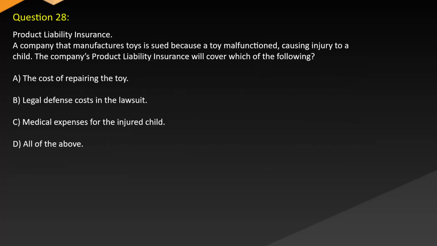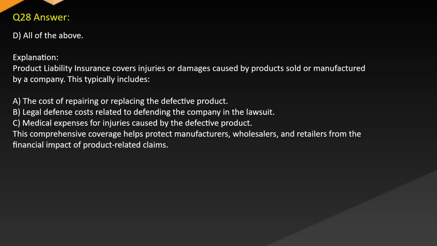Question 28. Product liability insurance. A company that manufactures toys is sued because a toy malfunctioned, causing injury to a child. The company's product liability insurance will cover which of the following? A. The cost of repairing the toy. B. Legal defense costs in the lawsuit. C. Medical expenses for the injured child. D. All of the above. Answer: D. All of the above.